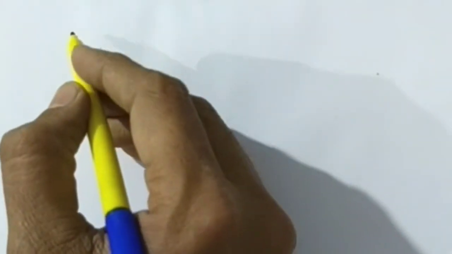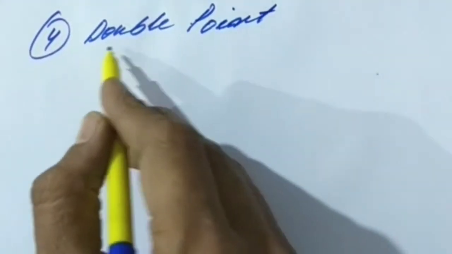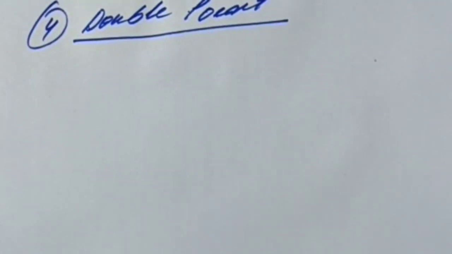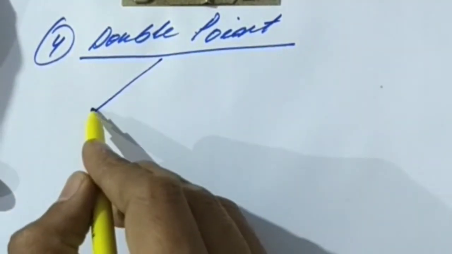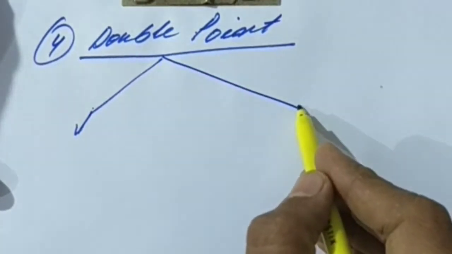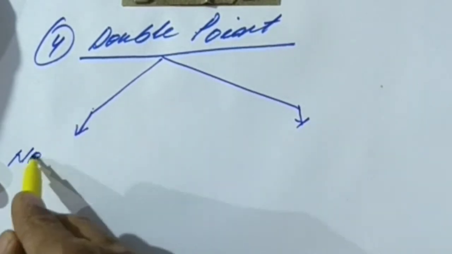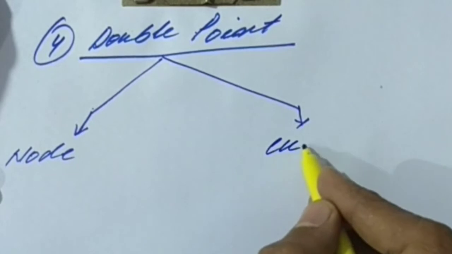Now the fourth characteristic which we need to discuss for tracing a curve is a double point. So a double point is a point where a curve intersects itself. The point at which a curve intersects itself, that point is said to be a double point, and there are two kinds of double points. One is called a node and the other is called a cusp.